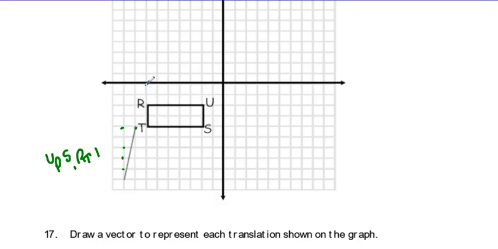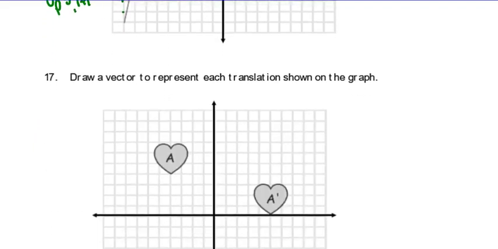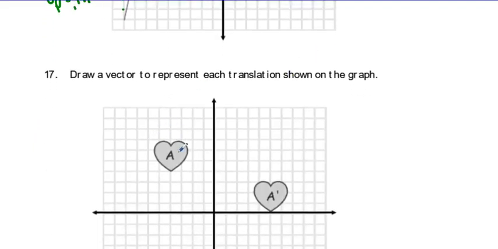1, 2, 3, 4, 5. To the right 1, T prime. 1, 2, 3, 4, 5. To the right 1 is R prime. You do that for each vertex. Then the figure should look exactly the same as it did before. It was a rectangle before, it should still be a rectangle. There you go. The next one, draw a vector to represent each translation shown on the graph.